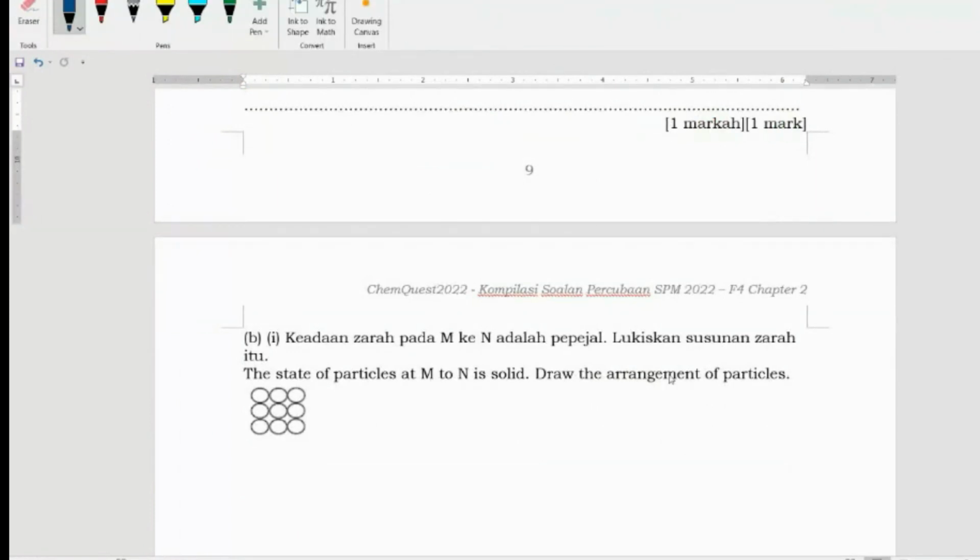Susunan, and this one is a solid, right? Okay, so solid. Sila catatkan, dia mesti 3 darab 3, 3 times 3. Ini 3, ini 3, ini pun 3. Okay, touch with each other, but not overlapping. Tak boleh bertindih. Okay, 3 times 3. Boleh lebih, tapi tak boleh kurang. Mesti 3 darab 3. Faham kelas? 3 times 3.